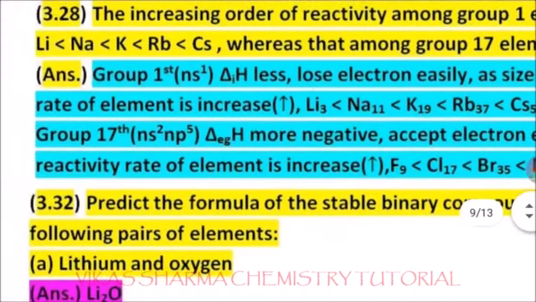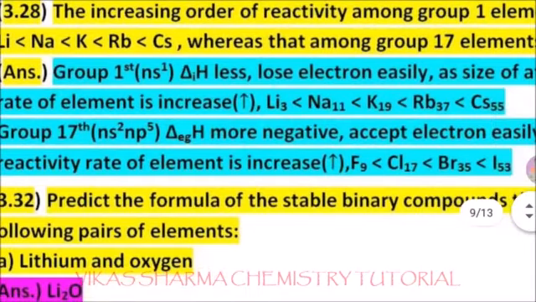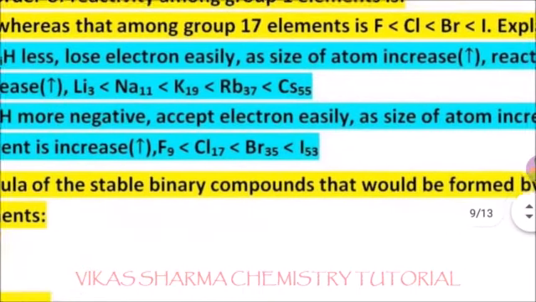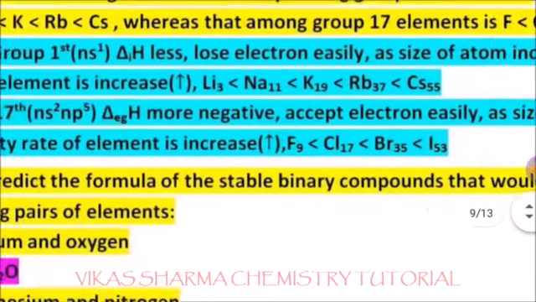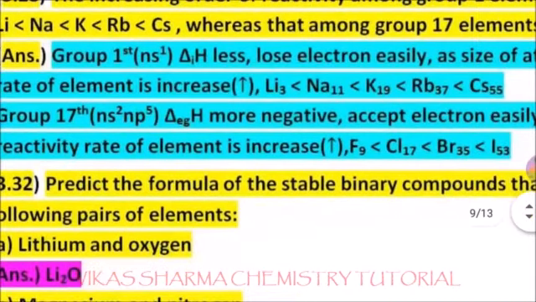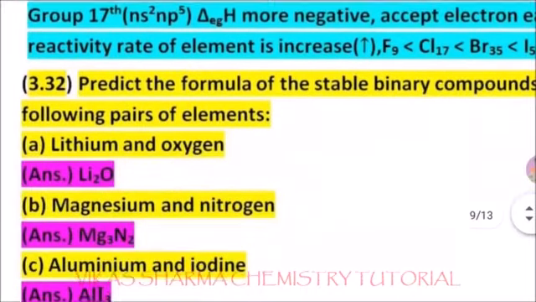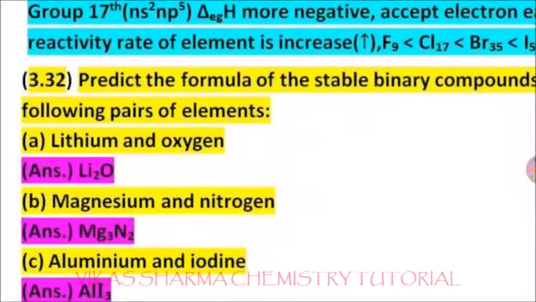Another is group 17, ns2np5. Here delta H of electron gain is more negative, so they accept electrons easily, and as the size of the atom increases, the reactivity of the element increases. Fluorine has the smallest size, but compared to iodine's greater size, its tendency and reactivity rate is much higher. So that is also correct. Next is 3.32.